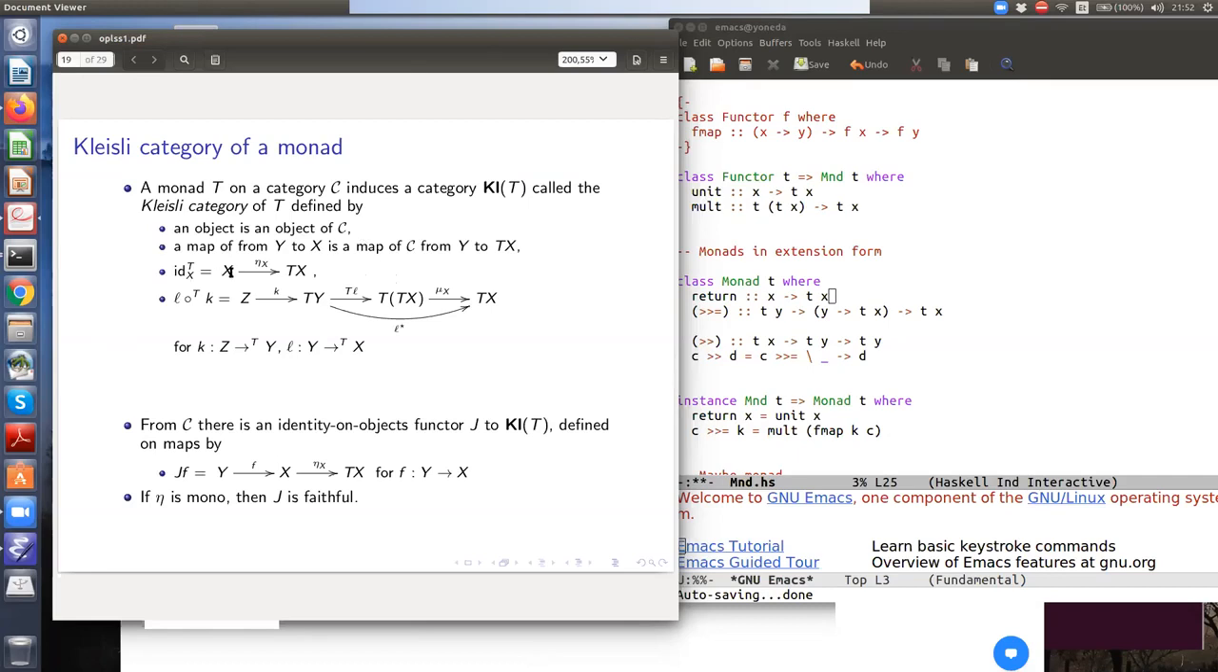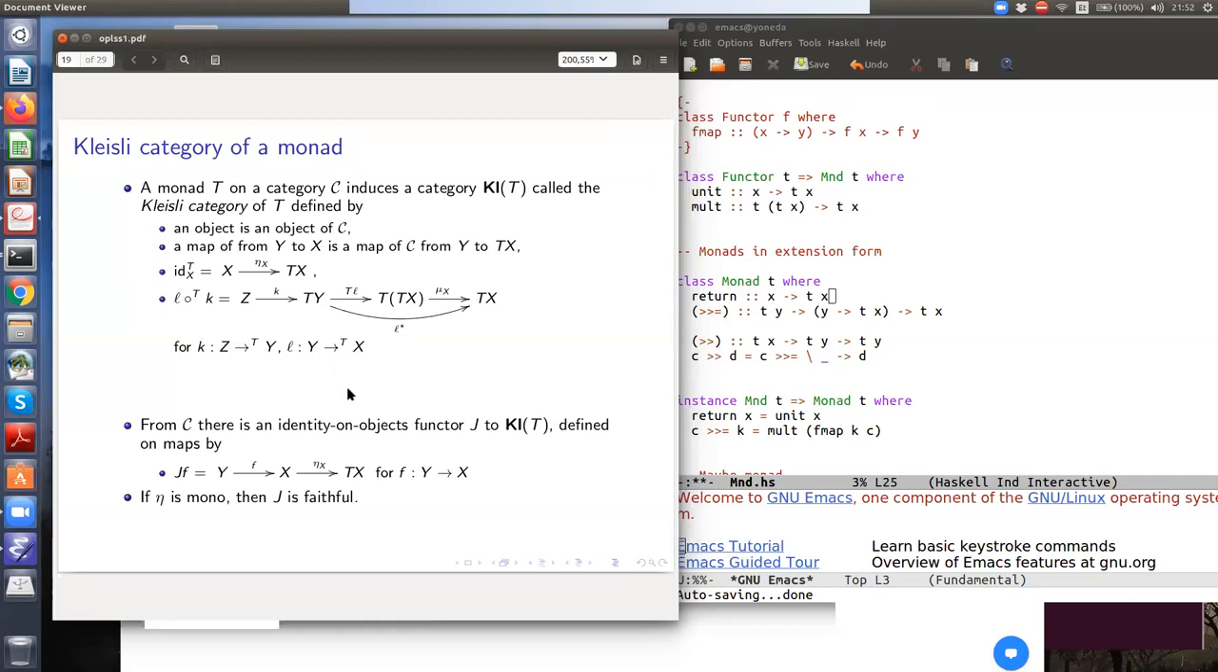What is the identity in this category? It has to be a map between X and X, but maps between X and X are just maps between X and TX, so I can use the unit. What is the composition here? A composition, which I denote here with a circle T for composition in Kleisli, has to take two Kleisli maps, between Z and Y, and Y and X, and compose them together into a map between Z and X. I also use the little superscript here just to indicate these are maps in the Kleisli category.